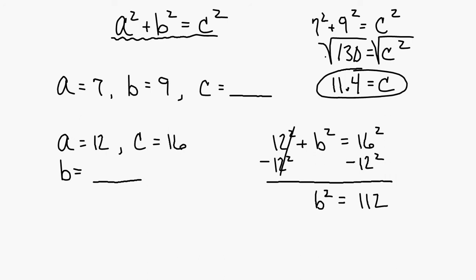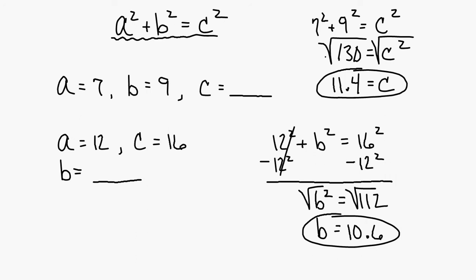If you find the square root of both sides, the square root of B squared is equal to B. The 112 is in your calculator, so you push the square root button again, and it's 10.58 or 10.6. So B is equal to 10.6.